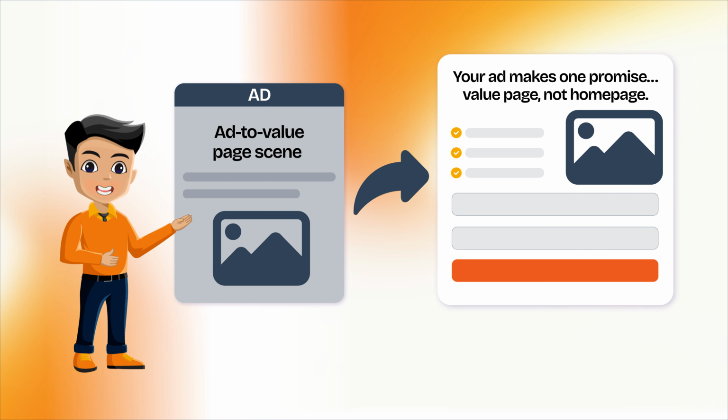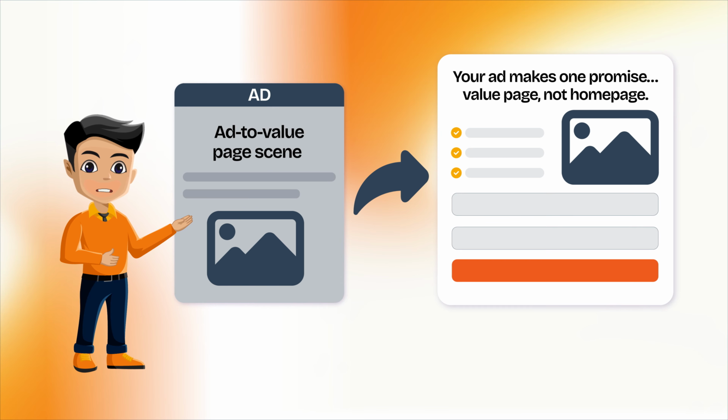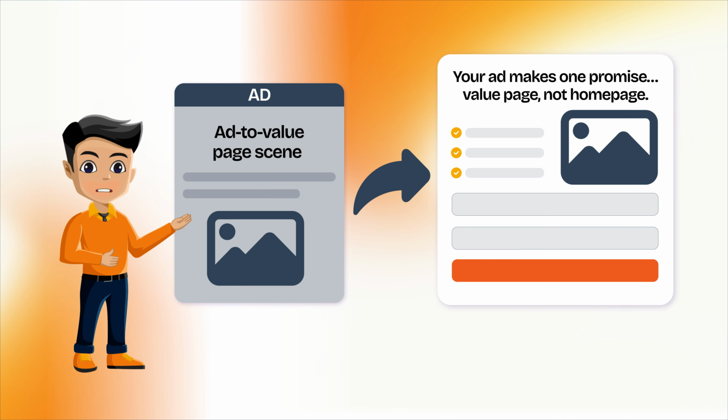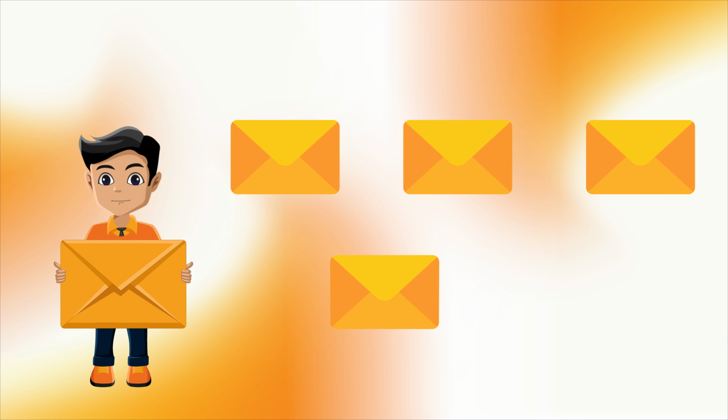MOFU, middle of funnel: educate, prove, and bridge. Once they opt in, start a nurture sequence that builds belief and momentum. Five emails is the sweet spot. 1. Deliver the asset and show a 3-minute quick win.